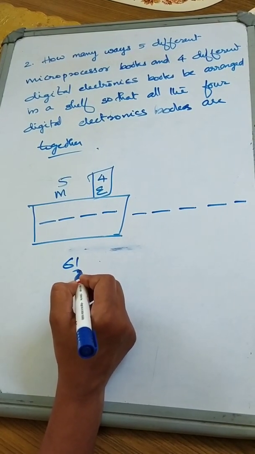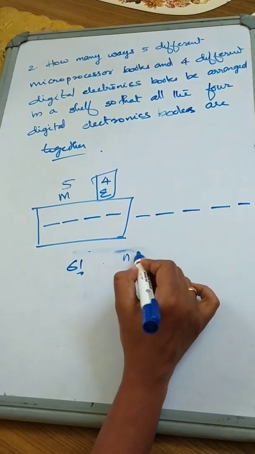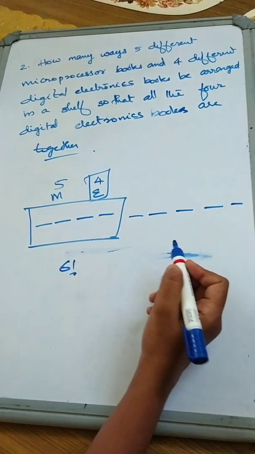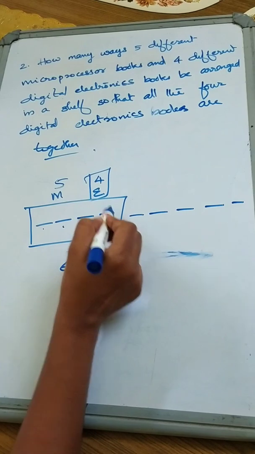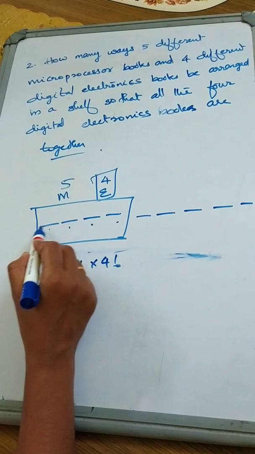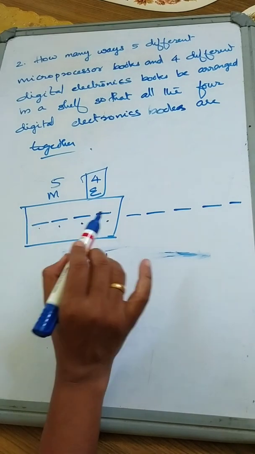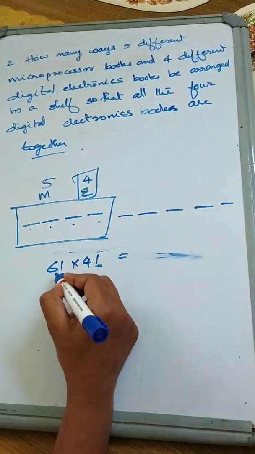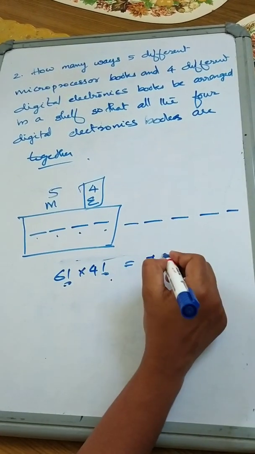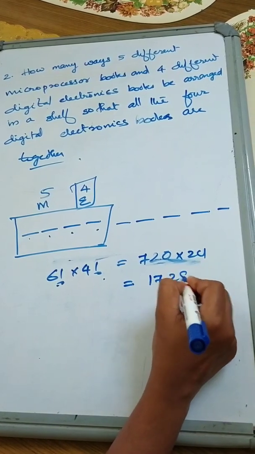All taken at a time is n factorial, so we have all taken, not some. All the books are to be arranged, so it is n factorial. That is 6 factorial. Among them, these 4 books can be arranged in how many ways? 4 factorial ways, because all of them are taken. So altogether 6 factorial into 4 factorial ways. So the product is 720 times 24, and the answer is 17,280.